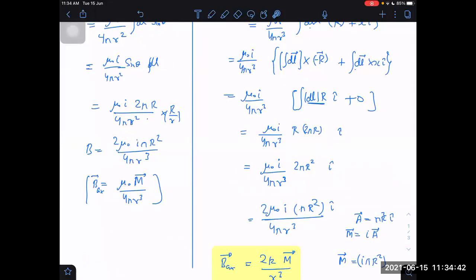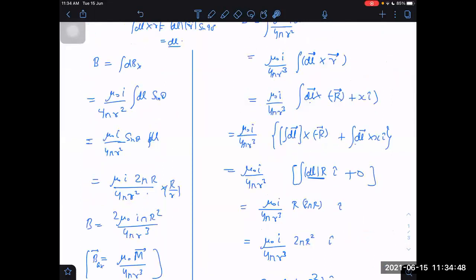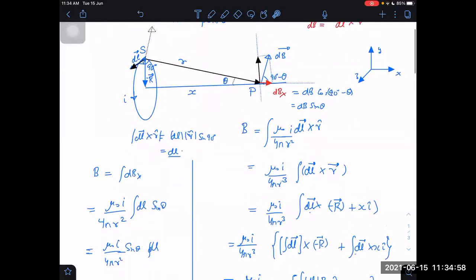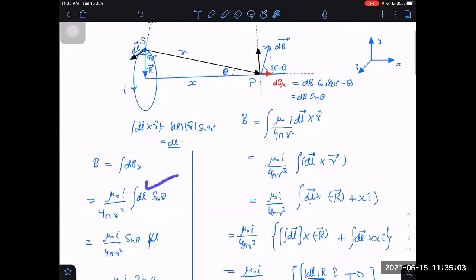Can you get the answer by this method? Yes, sir. How to do it by this method? This method is also very simple. In this method, one component is sine theta, the other will be cos theta. Wait a second, let me check. The other will be tough in this method. I think that will not be that easy.